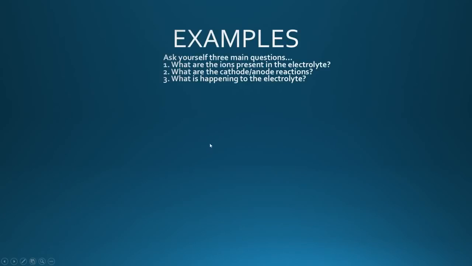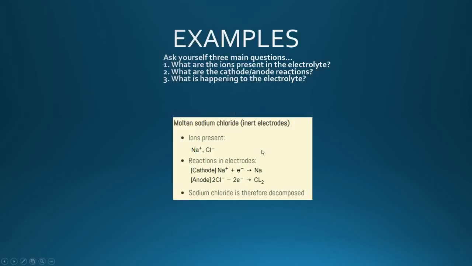So let's take a look at some examples here, right? Whenever you're looking at these examples, you have to think about three main things. One, what are the ions present in the electrolyte? Two, what are the reactions at the cathode or anode? Three, what is happening to the electrolyte? So if they say, for example, molten sodium chloride with inert electrodes, then you know that it's just sodium and chloride ions in the electrolyte, and so they will discharge accordingly, sodium being formed at the cathode and chlorine molecules or gas being formed at the anode. And that's fairly simple because it's just these two ions, then sodium chloride is being decomposed.